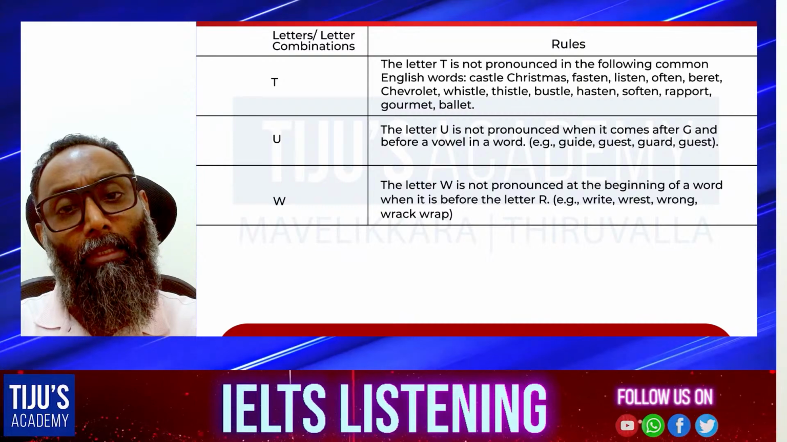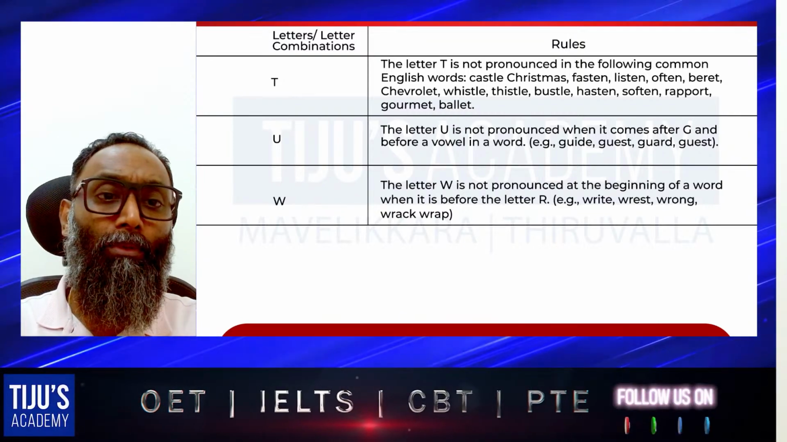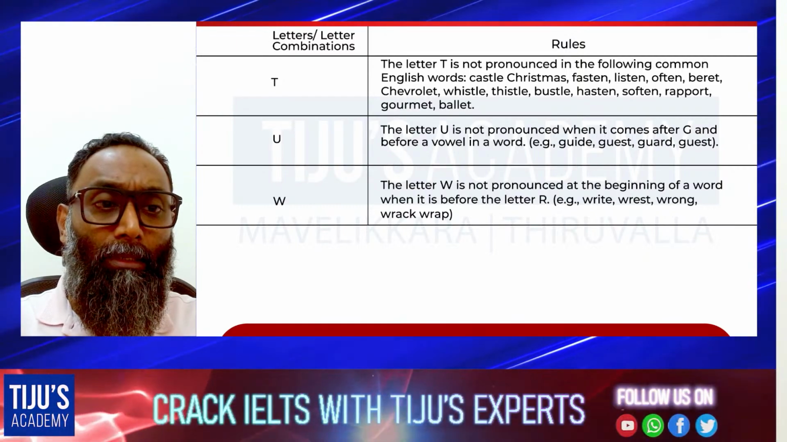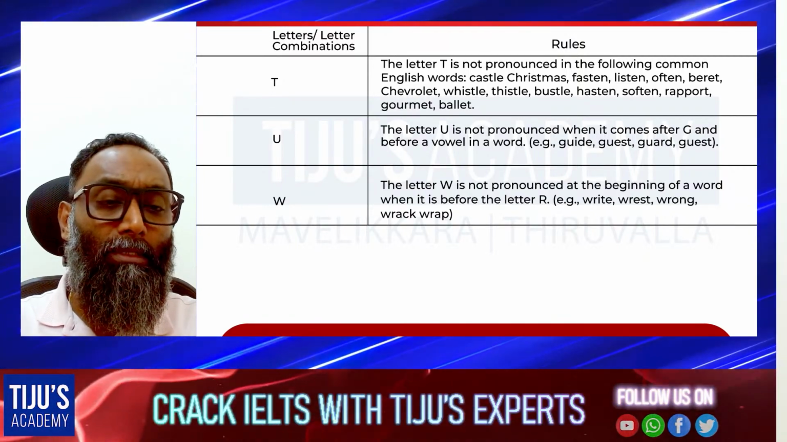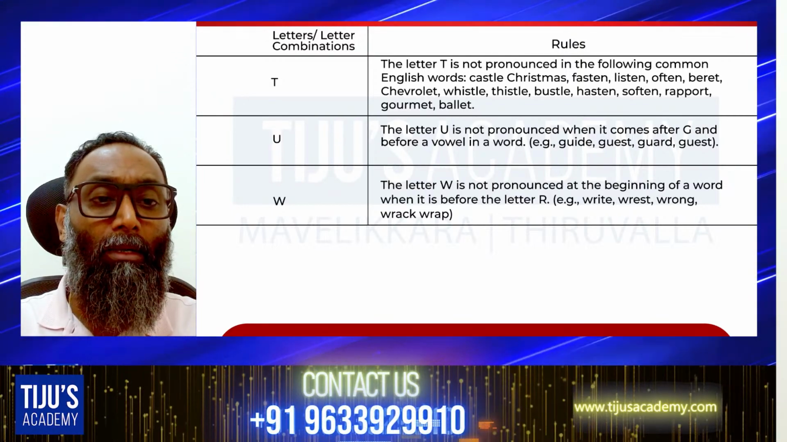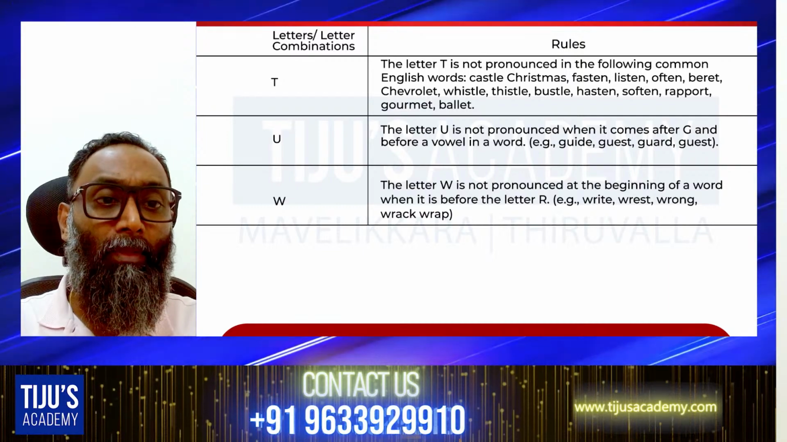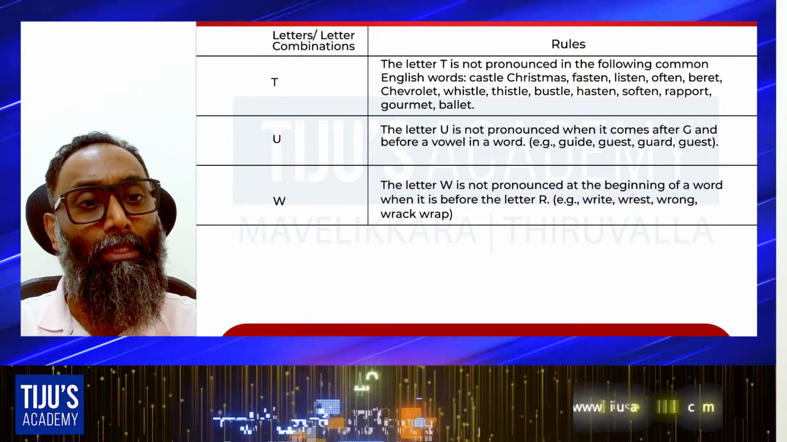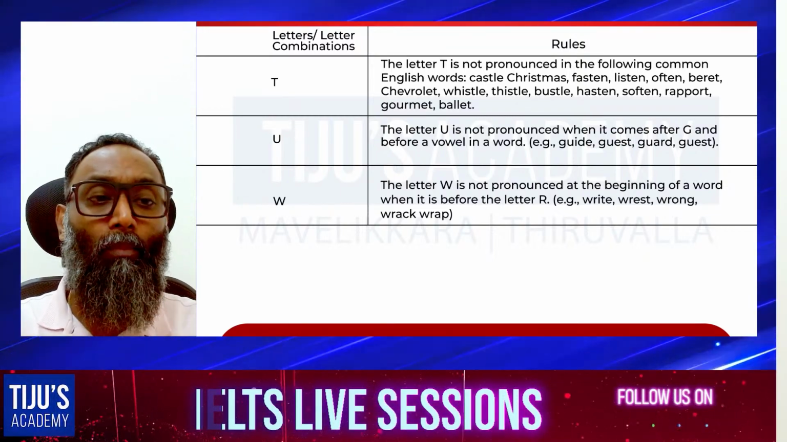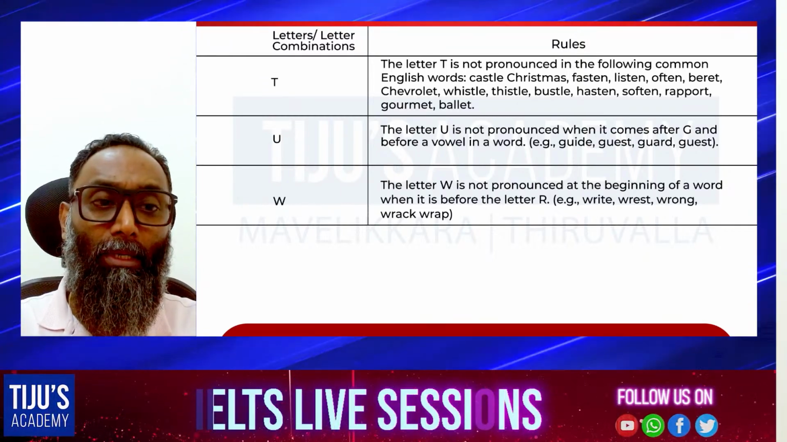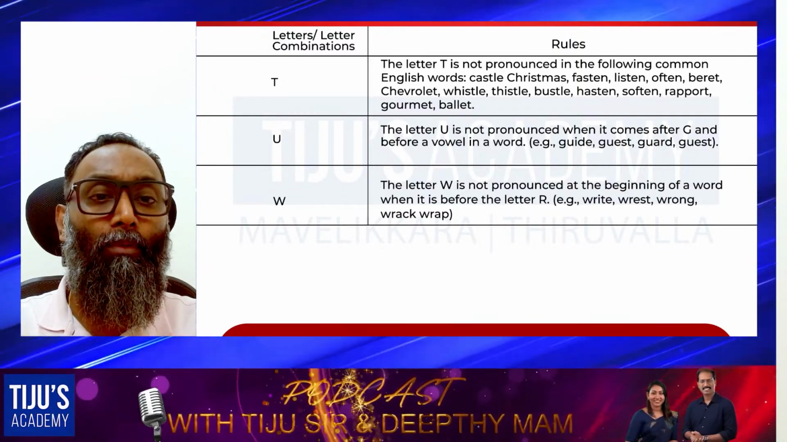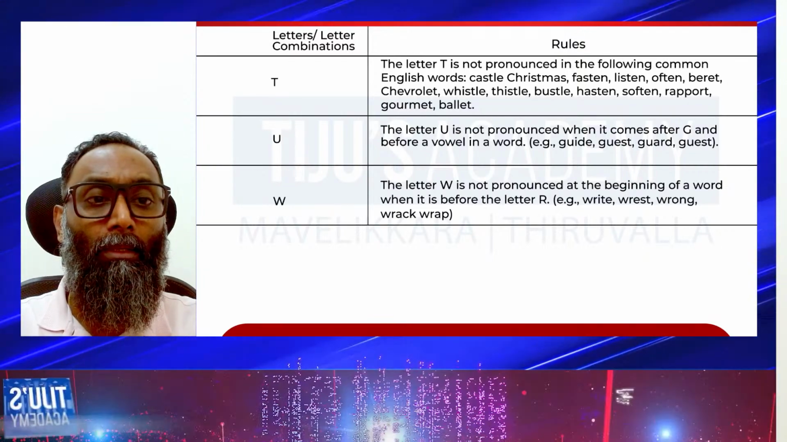Now with the letter U. The letter U is not pronounced when it comes after the letter G and before a vowel in a word. For example, it's guide. G-U-I-D, but we say guide. Same thing with guest, G-U-E-S-T. The U is not pronounced. It's guest. Same thing with guard. He is a security guard. G-U-A-R-D. So that's guard pronounced. U will be silent.